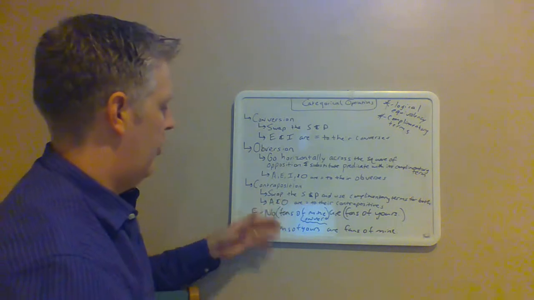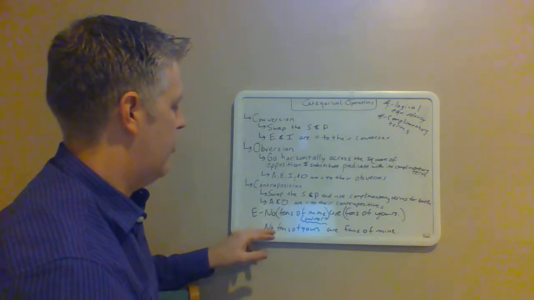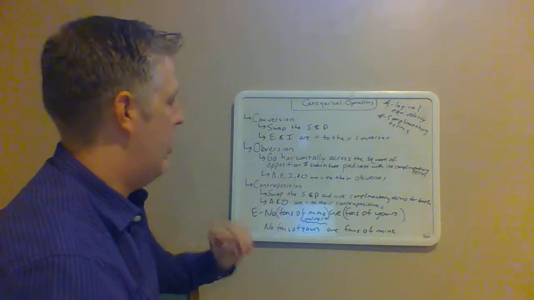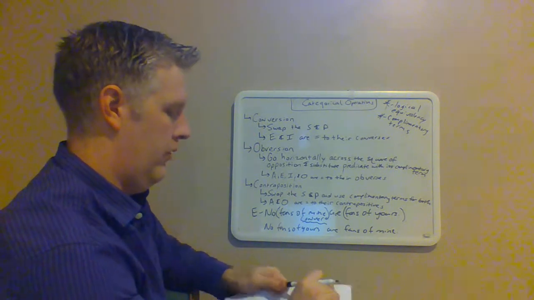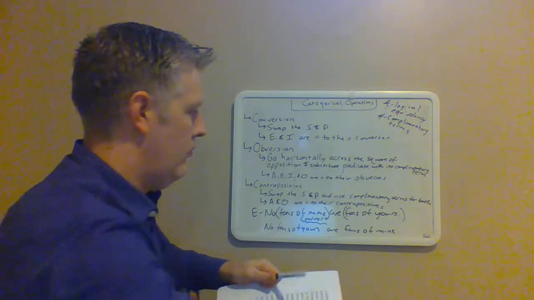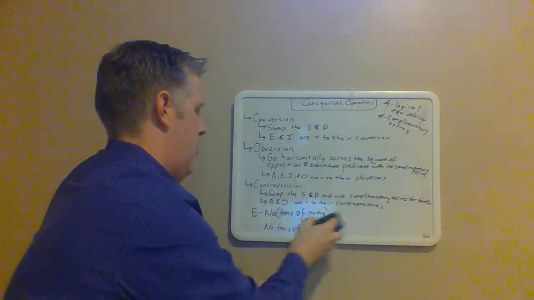And that is logically equivalent to the first thing, right? If it's true that no fans of mine are fans of yours, then it's going to also be true that no fans of yours are fans of mine. Right? So again, every E and I claim will always be logically equivalent to its convert. Let's do an example of obversion here.